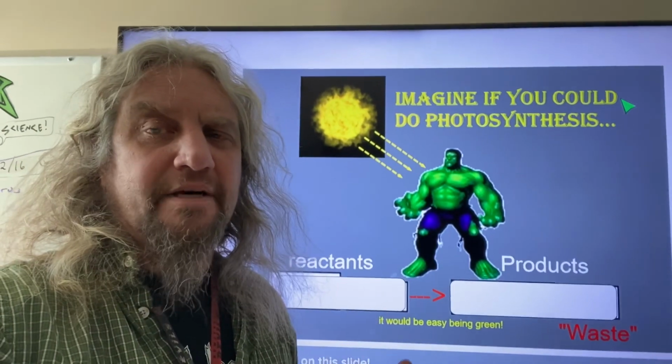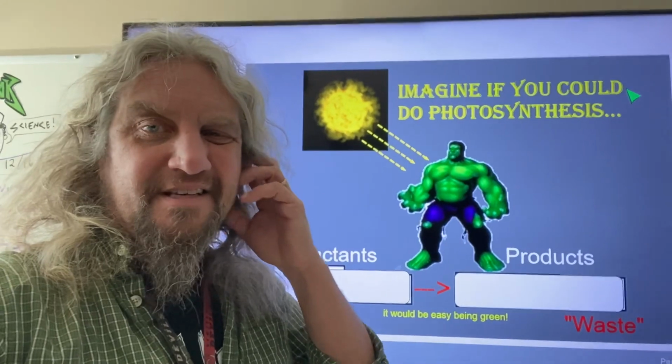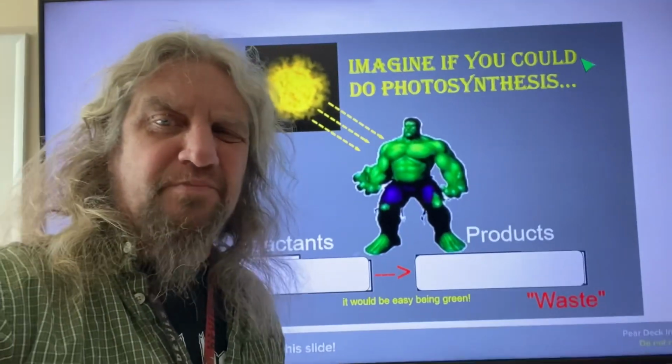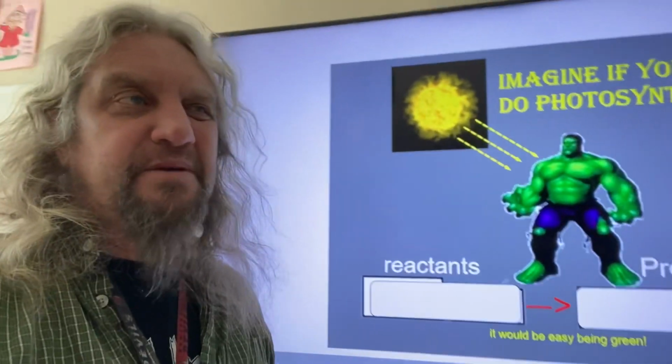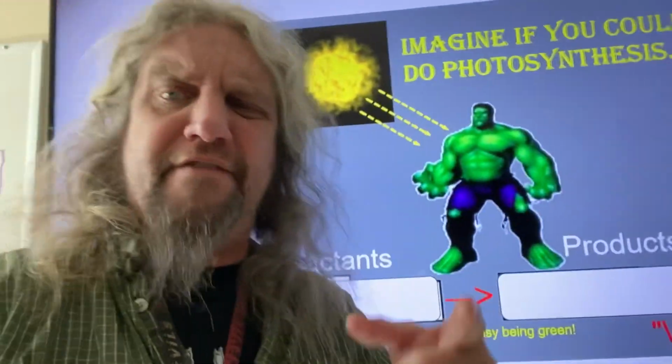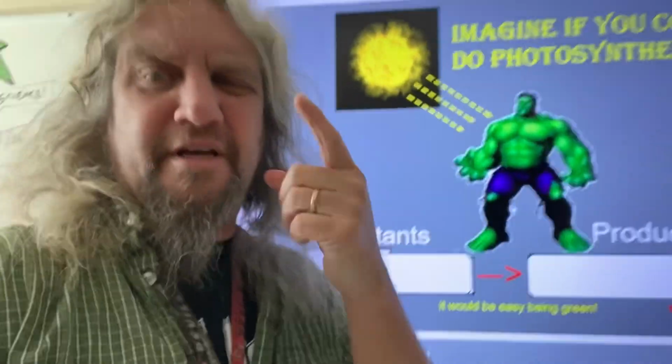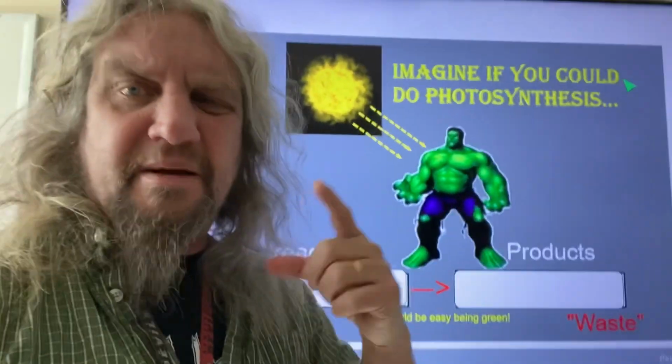I'm not green, so I can't do photosynthesis. It's kind of a bummer. But of course, just being green doesn't make you do photosynthesis. You have to be green with chlorophyll. That's right, you need that molecule chlorophyll. And if you have that molecule chlorophyll, then you're going to look green. And if you look green with chlorophyll, you're going to be able to do photosynthesis.